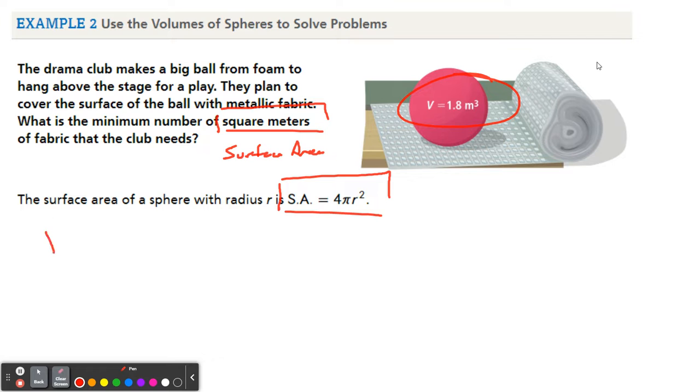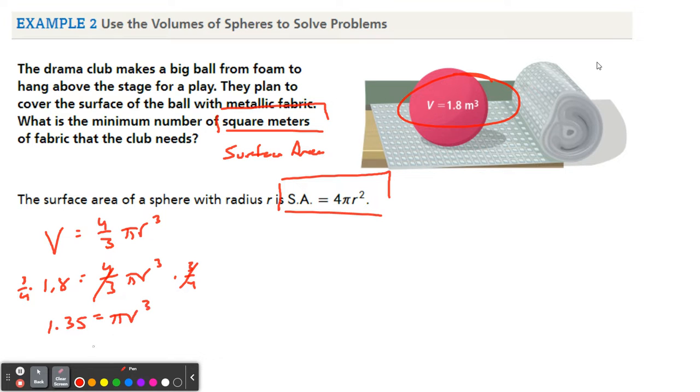So we start with our volume formula. Volume is 4/3 pi r cubed. So that's going to be 1.8 equals 4/3 pi r cubed. Here's how I'm going to teach you how to do this. We're going to multiply both sides by 3/4 to get rid of the 4/3. So 3/4 of 1.8 is 1.35. It was a nice number. If you have to round, don't round.